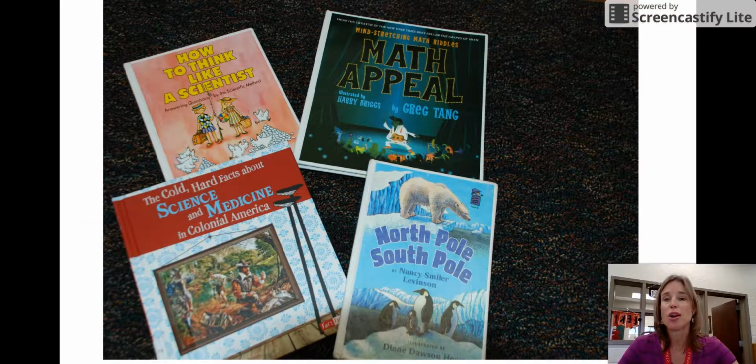Okay, now it starts out with math books and general books. So How to Think Like a Scientist, Math Appeal, The North and South Pole, and Science and Medicine in the Past. Those are just a sample of the books at the very beginning of our section.